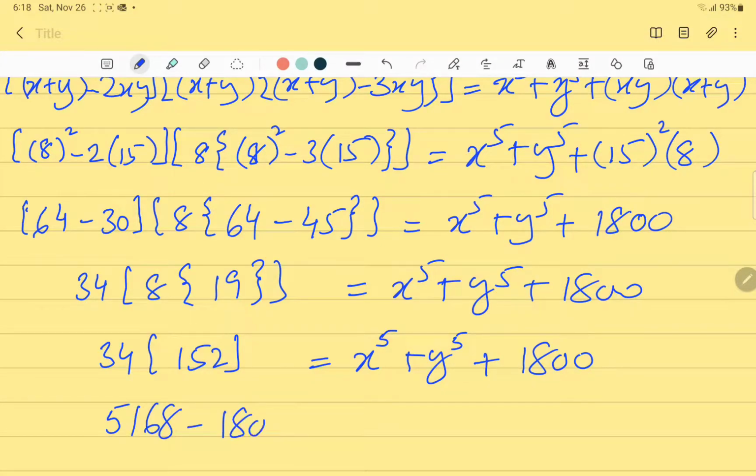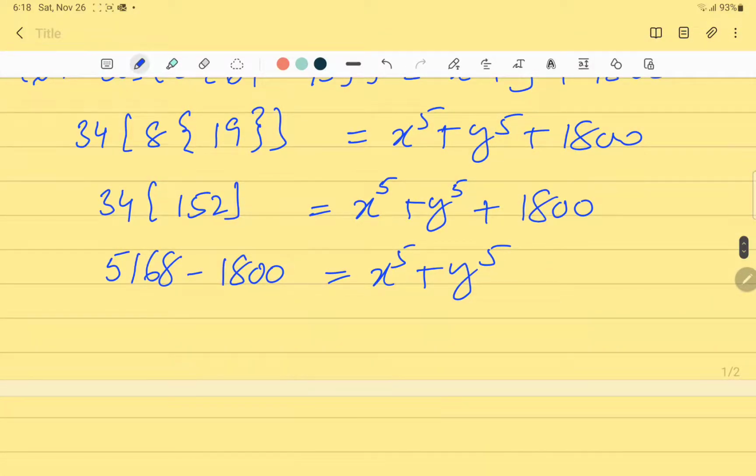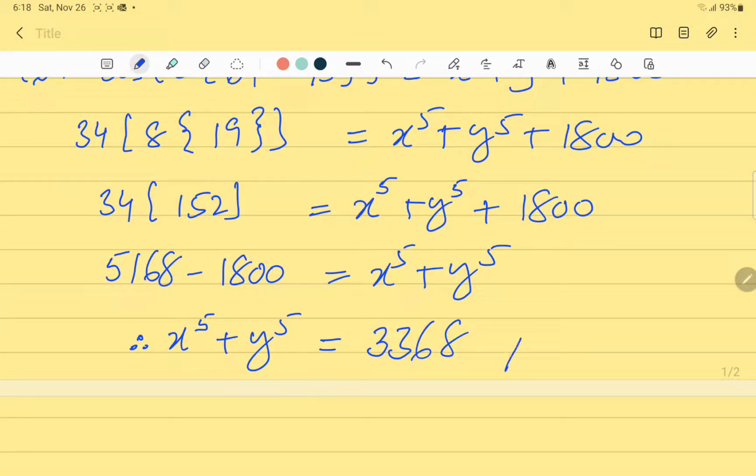And we will bring 1800 to the left side and it will become negative. Therefore, x^5 plus y^5 is equal to 3368, which is the answer to this question.